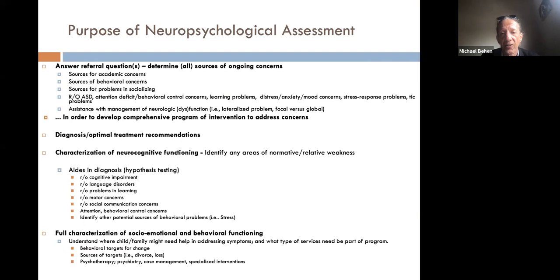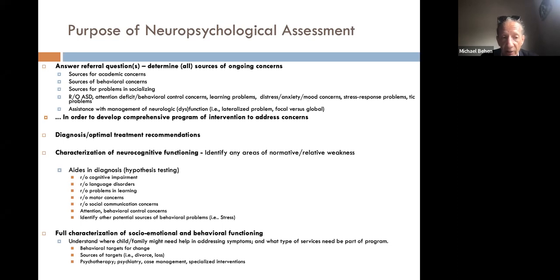So when we receive a referral to do a neuropsychological evaluation on a person, what we're trying to do is understand any and all sources of ongoing problems, right? So, someone may be having some difficulty in school. We want to understand what are the sources of that. There may be some behavioral concerns, and we want to understand what might be the sources of those, or problems in getting along with their friends or getting along at home or in school. And we want to understand what are the sources of that.